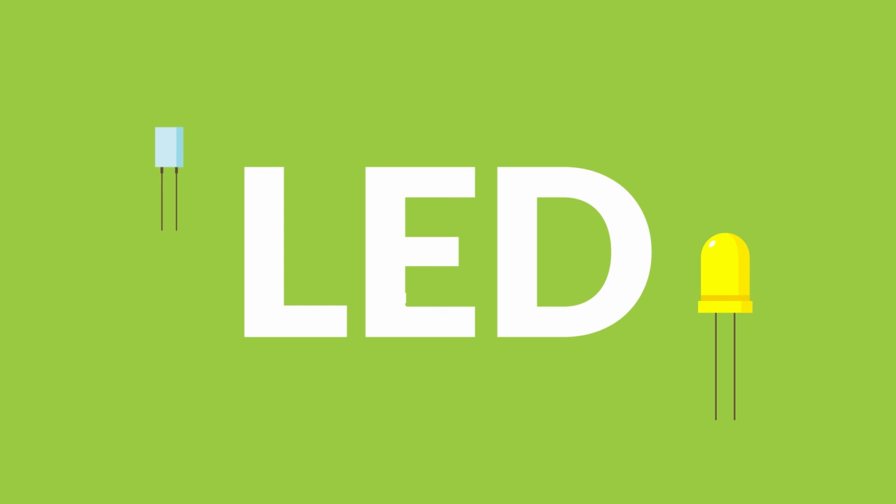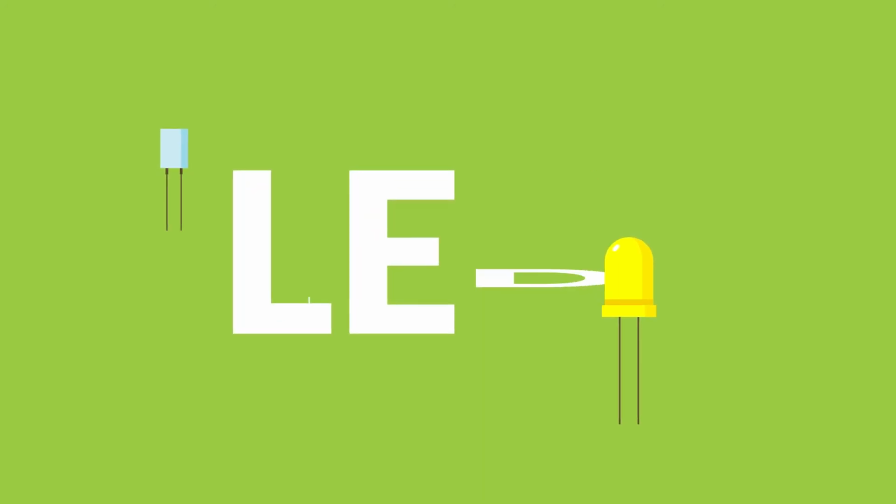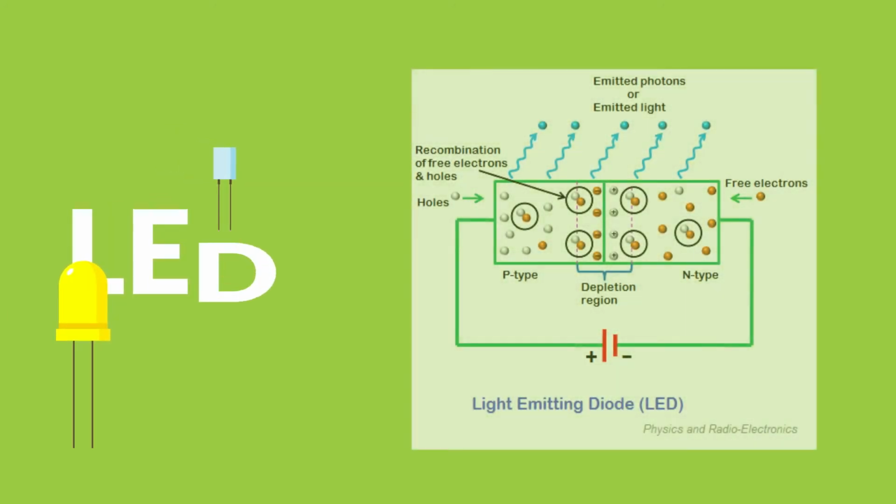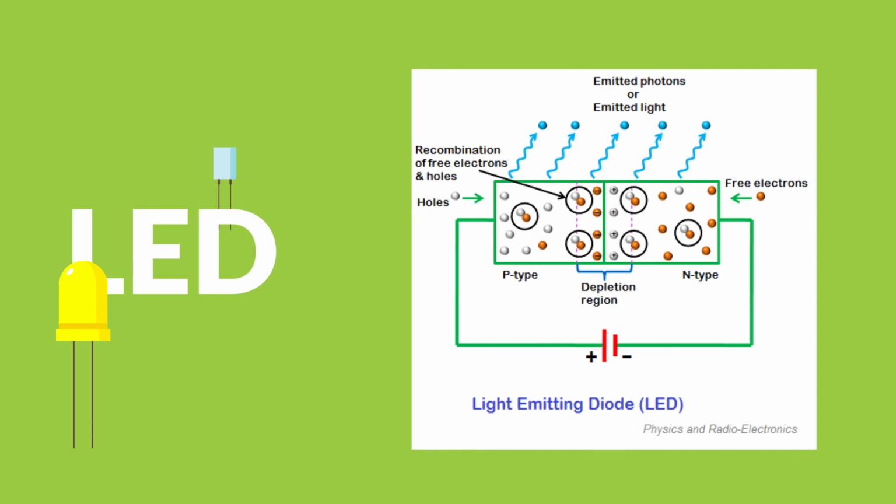Normal diodes, or we can say silicon or germanium-based diodes, produce heat when electrons and holes recombine. But an LED is fabricated with a semiconductor that can emit light when the recombination happens. The light can be invisible light, like infrared, or visible light. The emitted light depends on how much energy is released by recombination.